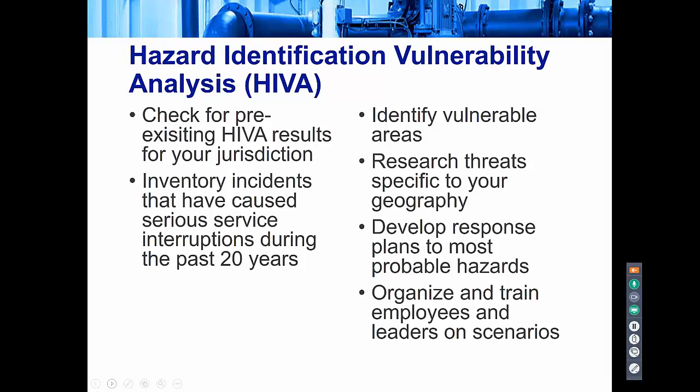There might already be assessments at your local city offices of emergency management. There might be assessments at the local county offices of emergency management, or maybe even at the state level. They might already have a pretty good analysis of what sort of threats and vulnerabilities might be out there. The next thing is to take an inventory of any incidents that have occurred specifically for your utility in the last 20 years, right? Knowing what has been vulnerable in the past might help you know what is going to be vulnerable in the future.